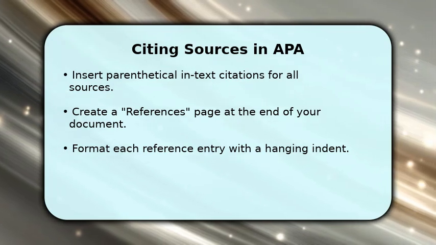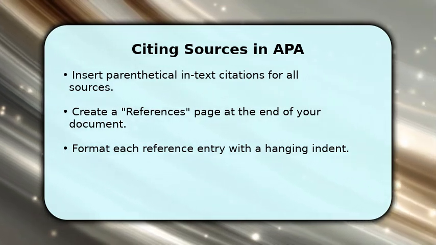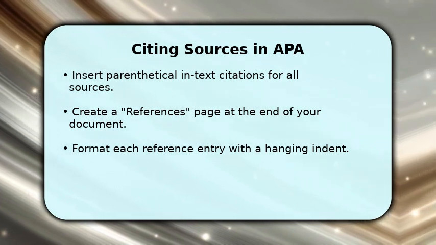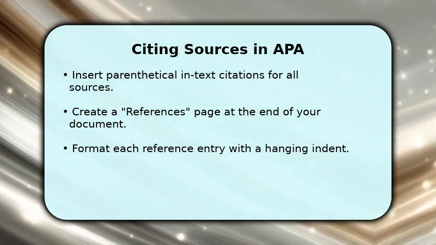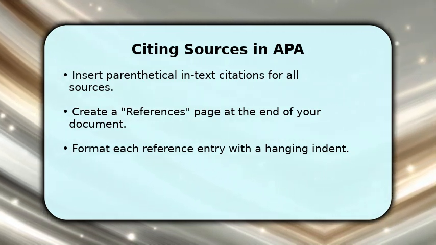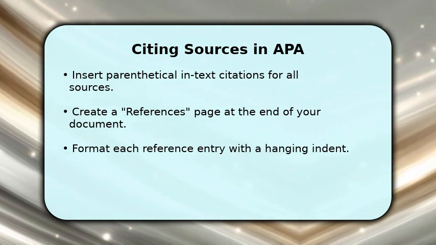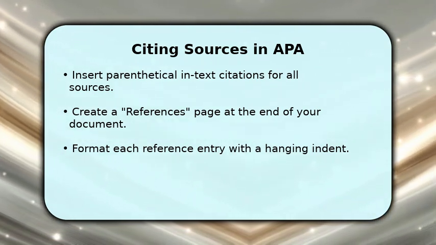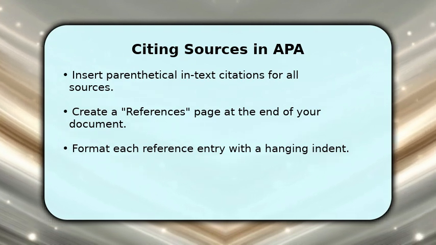Now, let's tackle citations. When you quote or paraphrase, insert an in-text citation with the author's last name and publication year. At the end of your paper, create a new page titled References. List all your sources alphabetically, ensuring each entry has a hanging indent. Google Docs Ruler tool can help you achieve this precise formatting easily.